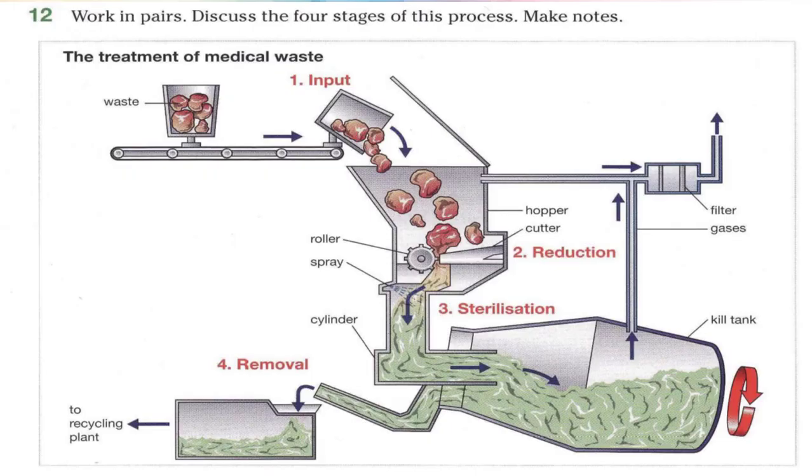Now let's move to exercise 12. Discuss the 4 stages of this process. Make notes. You can use your notebook to write notes. You have to study the diagram carefully before you begin writing your notes and your sentences. How many processes do we have? How many stages do we have? We have here 4 stages.